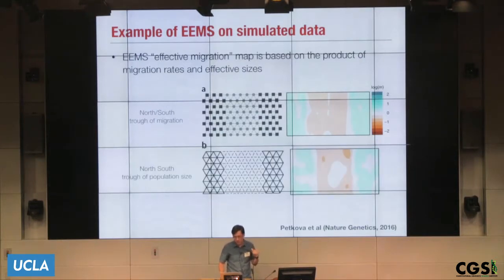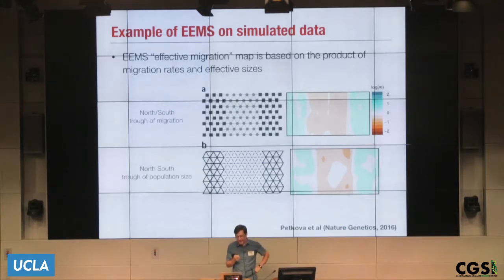You could be confused where you have a north-south trough of population size. So population sizes are lower in the middle. Migration is constant, but population sizes are lower. You'll still get this inference, okay? So yeah, population geneticists call this effective migration. It's Nm, not just m.